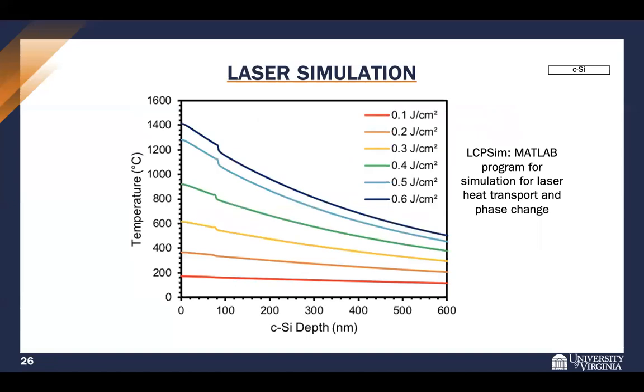I also looked at some laser simulation results using a program called LCP Sim. This is a MATLAB program for simulation of laser heat transport and phase change that was developed at Fraunhofer Institute for Solar Energy. You can see the depth into silicon from the front surface and the temperature as a function of the laser fluence. As the fluence increases, the temperature at the surface increases, but also the gradient of temperature between the front surface and further into the bulk. So we see if we want to be in that 875 degrees C range, we want laser fluences between 0.3 and 0.4 joules per centimeter squared.